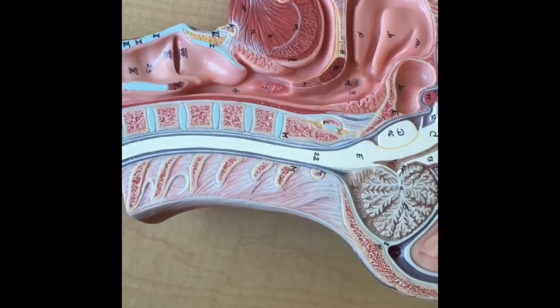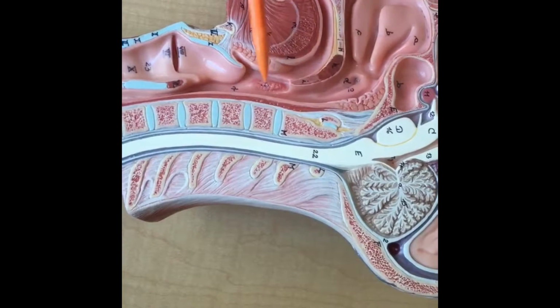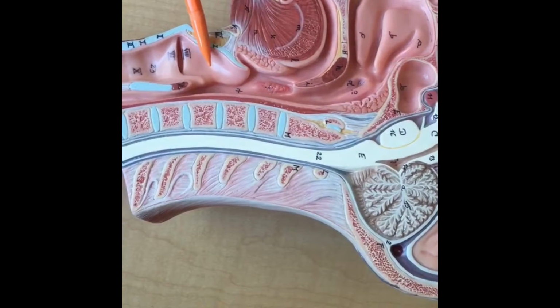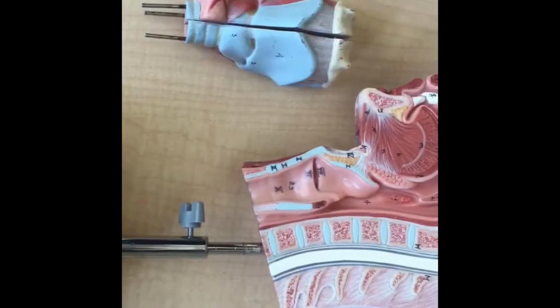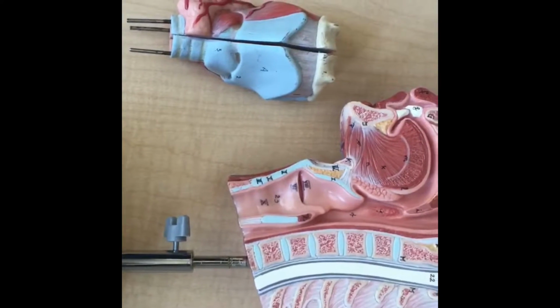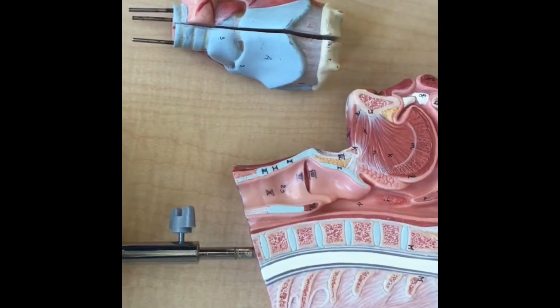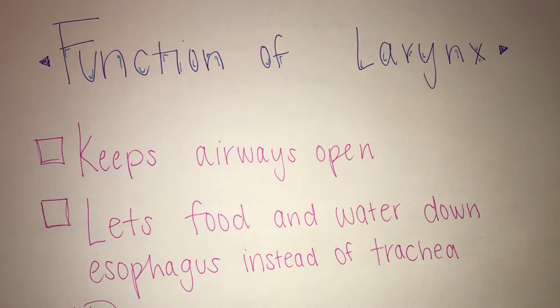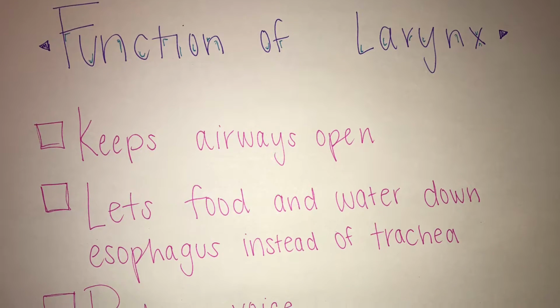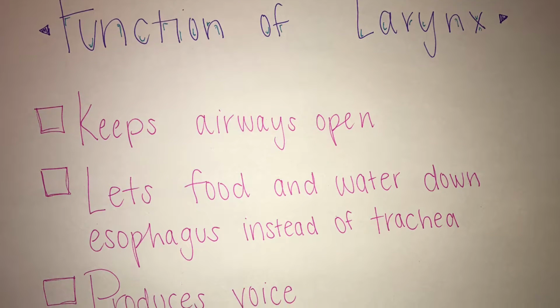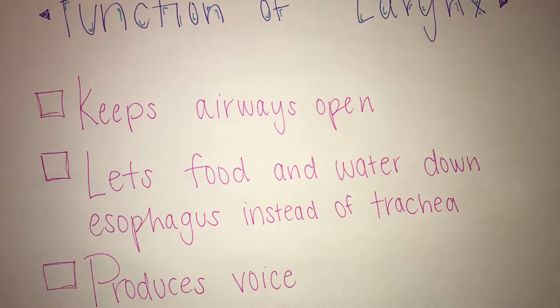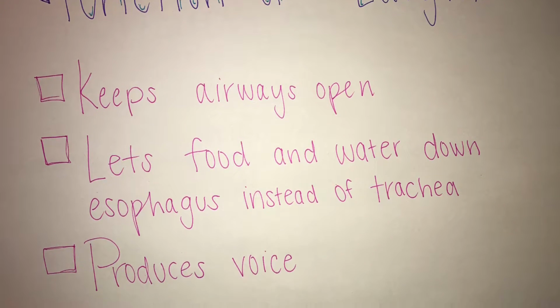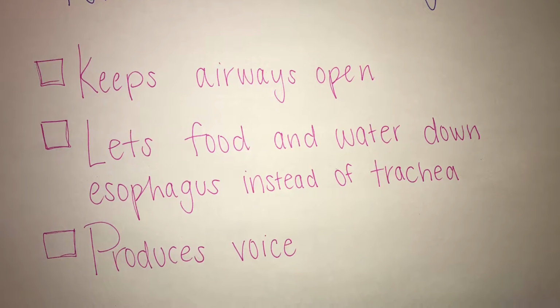The pharynx includes the nasopharynx, the oropharynx, and the laryngopharynx. Commonly known as the voice box, the larynx is shown here on this model and in more detail on this model. The functions of the larynx: the larynx keeps the airways open, makes sure food goes down the esophagus and not the trachea, and produces voice.